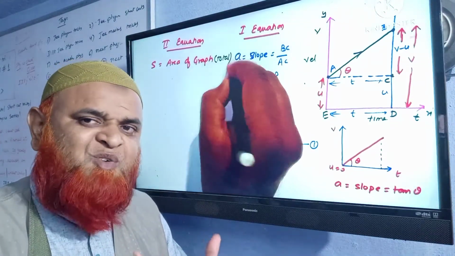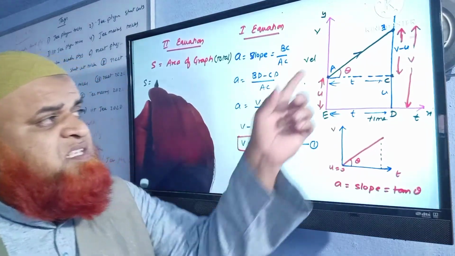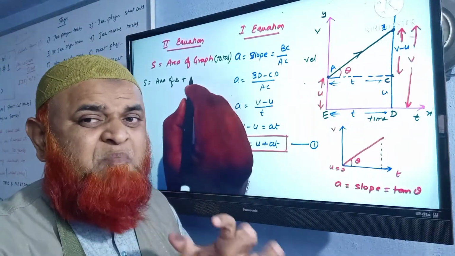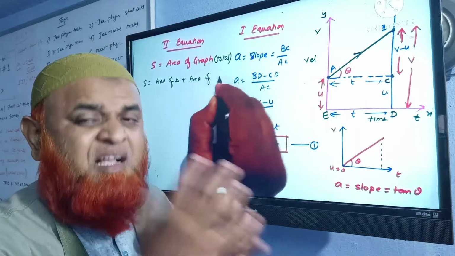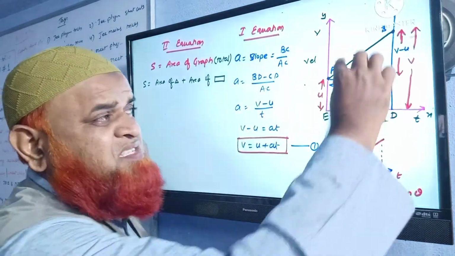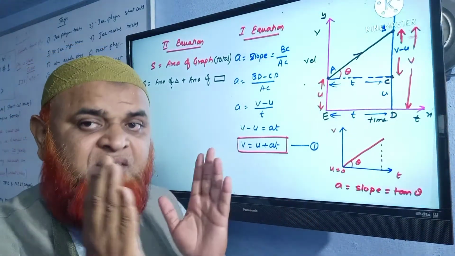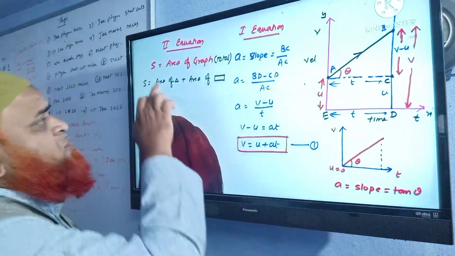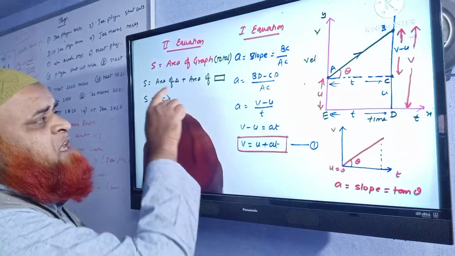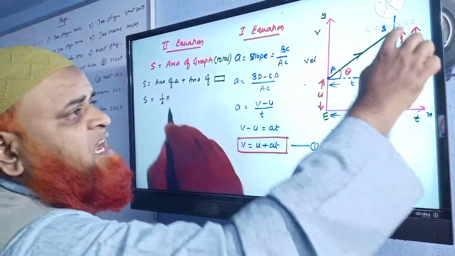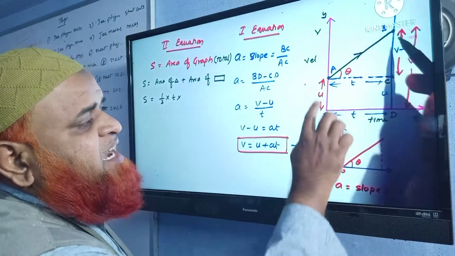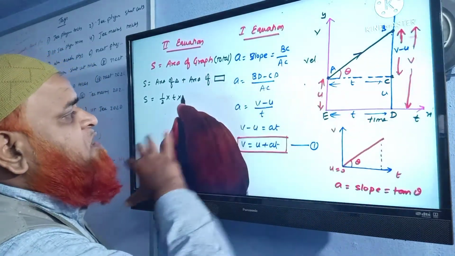So how are you going to find the area of the graph? In this case, there are two geometrical constructions you need to consider. One is a triangle, another is a rectangle. So to find the area of the graph, you need to find the area of triangle ABC and the area of rectangle ACDE. These two combined together you have to find.